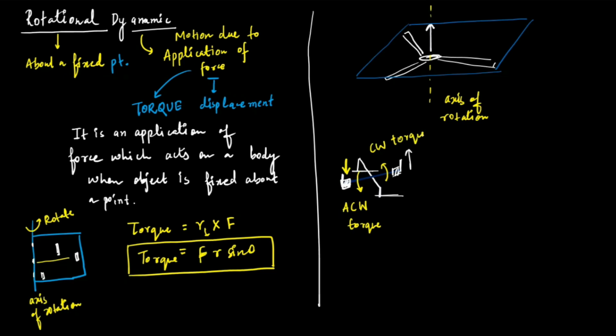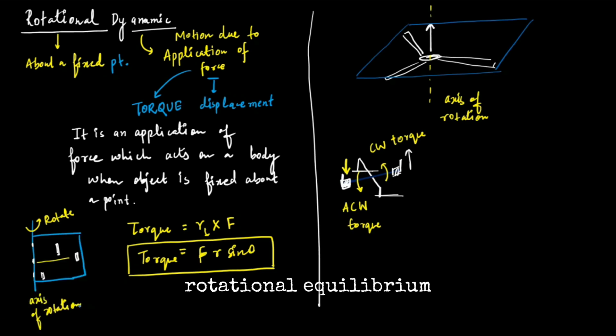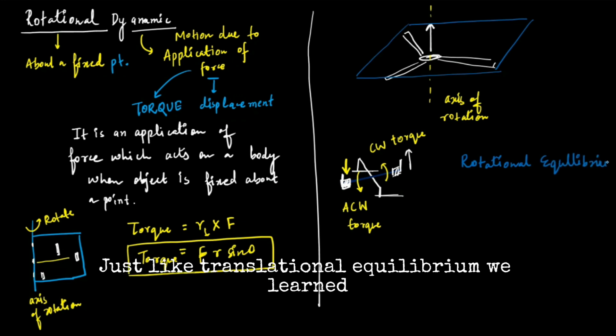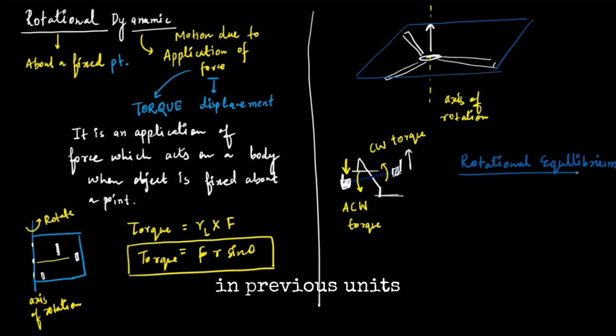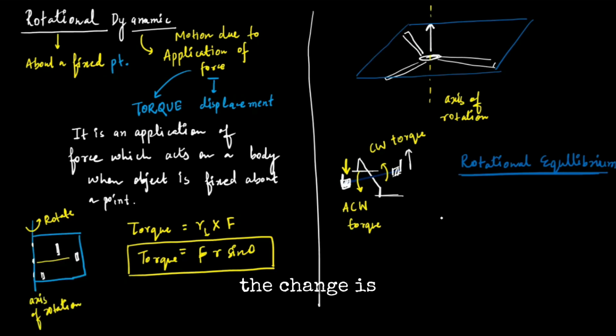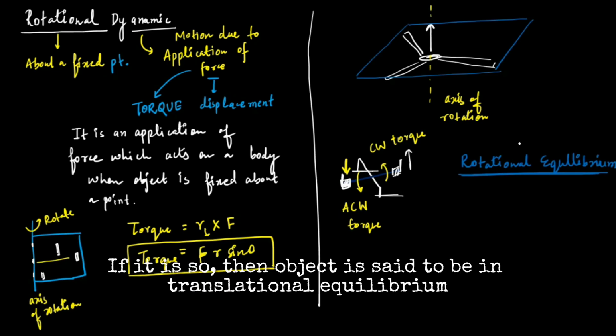In most of the questions, what we are going to deal with is a condition known as rotational equilibrium. Let's talk about that. Just like translational equilibrium we learned in previous units, rotational equilibrium is also the same. But here, the change is that in translational equilibrium, if the net force acting on a system is zero, then the object is said to be in translational equilibrium.